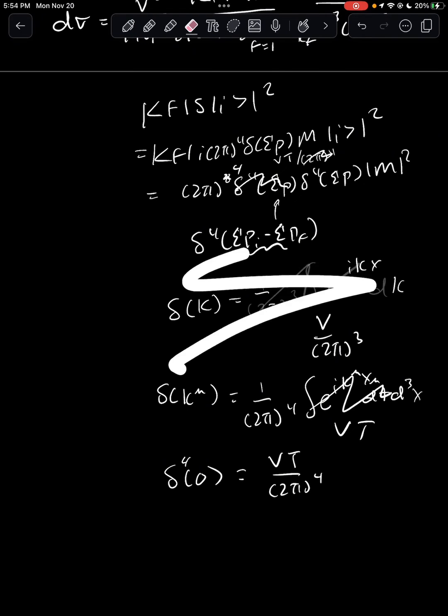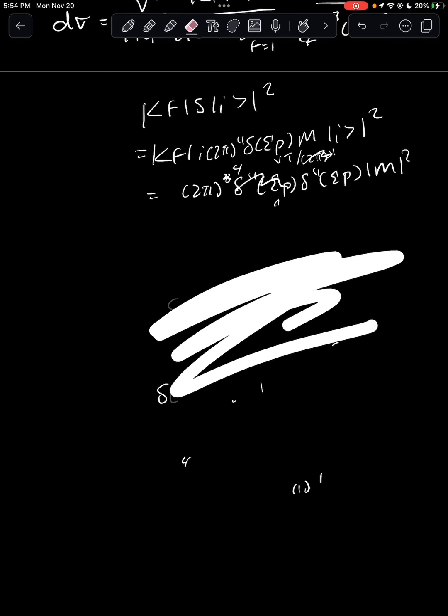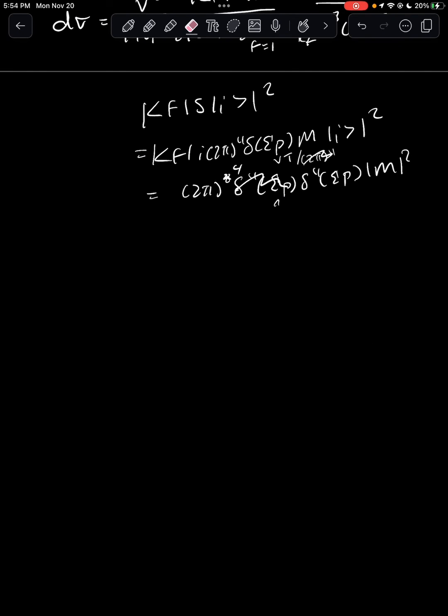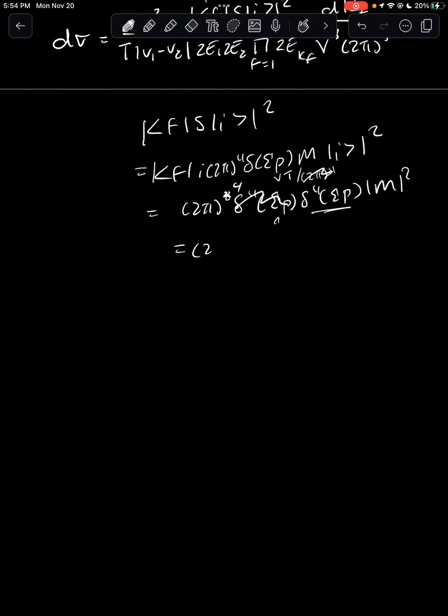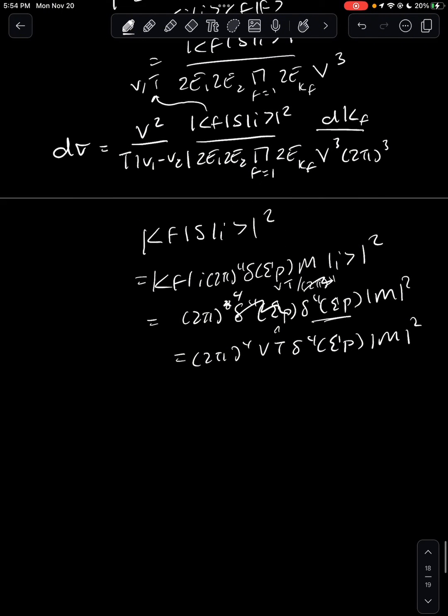But what about this extra delta sitting right next to it? Well, we're not actually going to touch that one for now. I know it sounds kind of arbitrary, but it'll make sense later. So we have 2 pi to the 4th VT delta of this and then m squared. Okay, and that's just for the numerator.